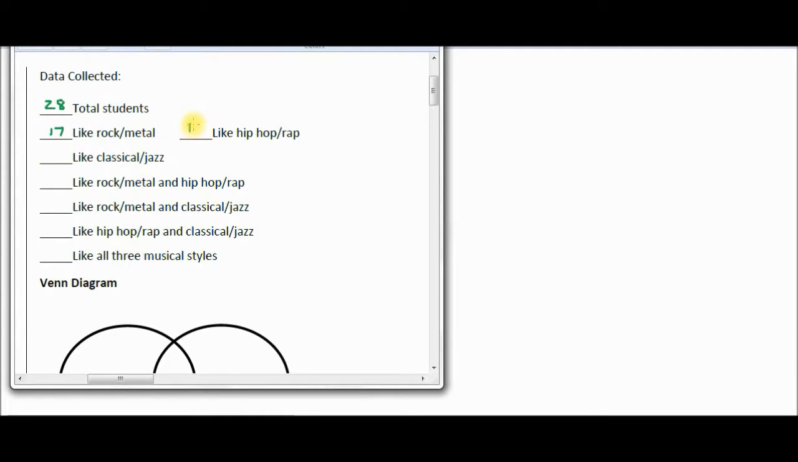13 students raised their hand and said, you know what, I just like hip hop or rap. Now either one of those is good. If they just like rock and not metal, they still count. If they like hip hop but don't really care for rap, then they still would pick this category. And then how many students like classical and jazz? 17. Now, oh, sorry about this, class. I actually misspoke. This doesn't mean they only like this one. It means they like this one.